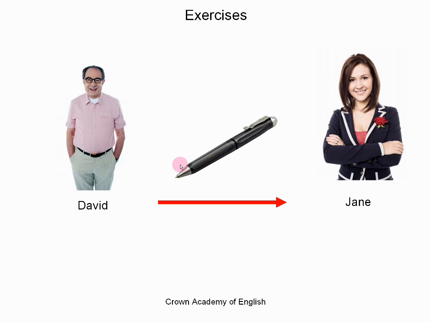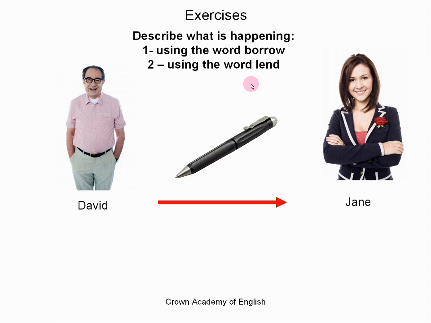So, we have a photograph. This is David on the left-hand side, and he is giving a pen to Jane. Jane needs a pen. Jane is receiving a pen from David. And the exercise is, using the words that we have just learned, to describe what is happening. So first of all, give me a sentence of this situation, first using the word borrow, and then using the word lend.